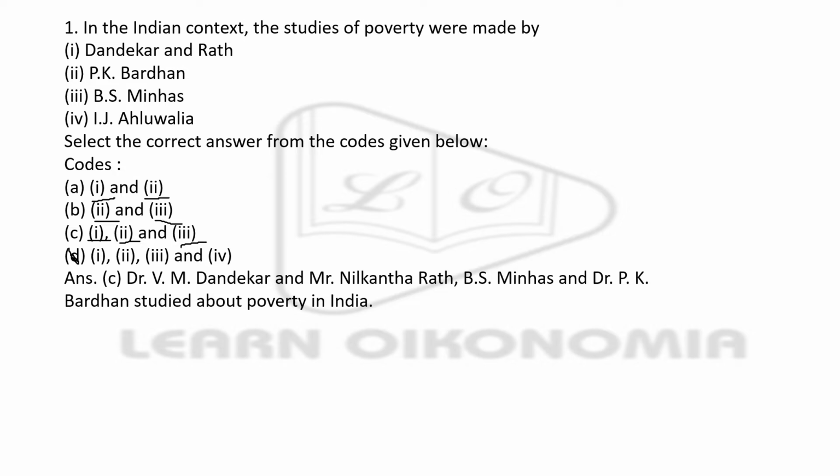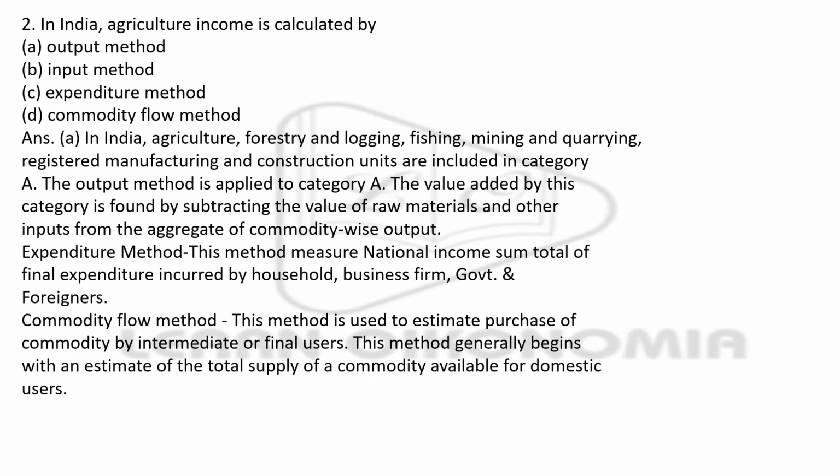Then we move on to the second question. In India, agricultural income is calculated by which method? Output method, income method, expenditure method, and commodity flow method. You have to understand that national income is usually calculated by basically three methods: the income method, the output method, and the expenditure method.